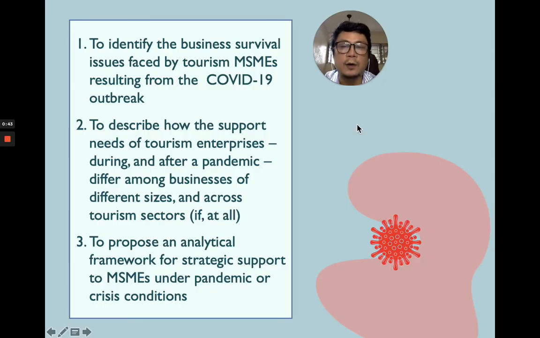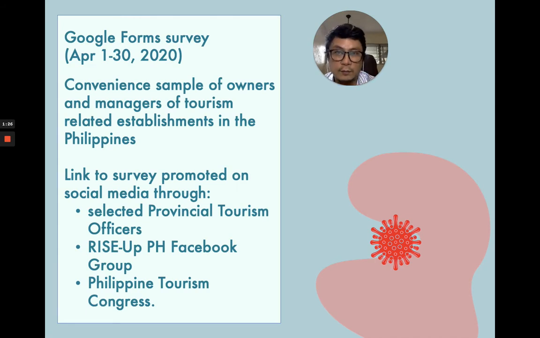Okay, so first, our objectives for doing the survey: we wanted to identify business survival issues faced by tourism MSMEs resulting from the COVID-19 outbreak. And then we wanted to describe what support needs these tourism enterprises needed during the pandemic and after. And using that data, we wanted to propose an analytical framework for how we support these MSMEs under pandemic or crisis conditions. So what we did was we did a survey on Google Forms. And then we sent the link to different respondents.